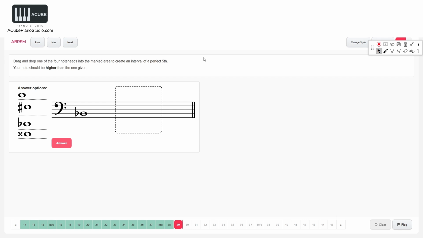Next, I need a perfect fifth, right? So I have B flat. I'm familiar with B flat major, right? In B flat major, you only have B flat and E flat. So now, B, C, D, E, F. So it's F, right? The fifth is F. And in B flat major, F is just F, no sharp, no flat. So I will just put it here.